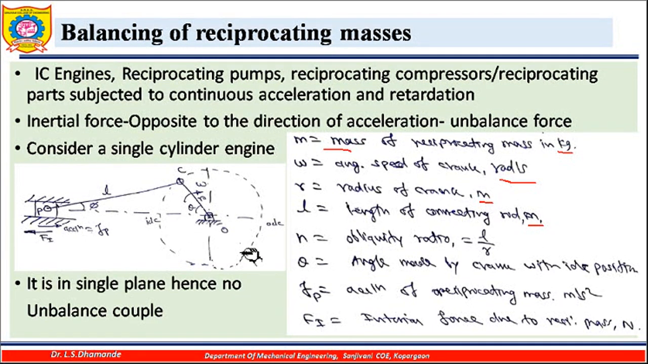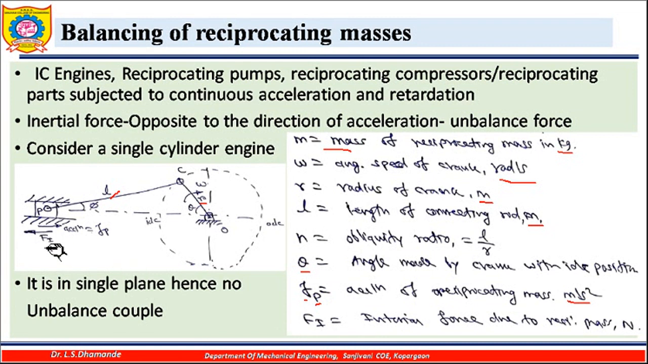n is the obliquity ratio, which is the ratio l by r, the length of the connecting rod divided by the radius of the crank. Theta is the angle made by the crank from the idle position. If it starts at its initial position and rotates by an angle theta clockwise from zero, this is your theta angle. I will use Fp as the notation for the acceleration of the reciprocating part, F for acceleration, P for piston, in meter per second square.